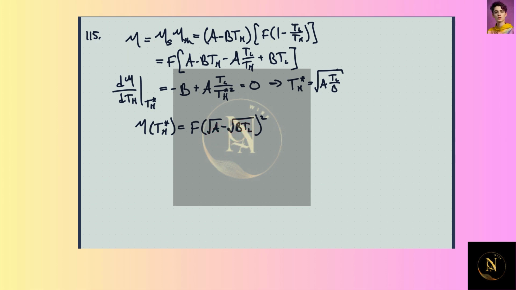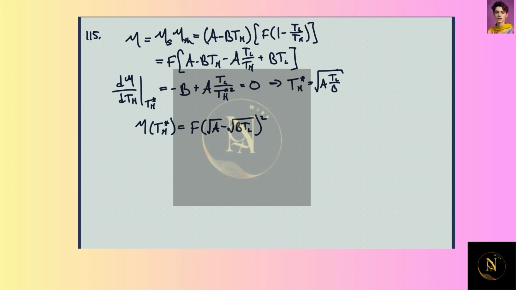But again, if B were 0, we'd say we want it just as hot as we can get it, right? So we want this to go to infinity, and then we'd have F times A would be our efficiency, because T high would be infinite, and so that would be the ideal case.